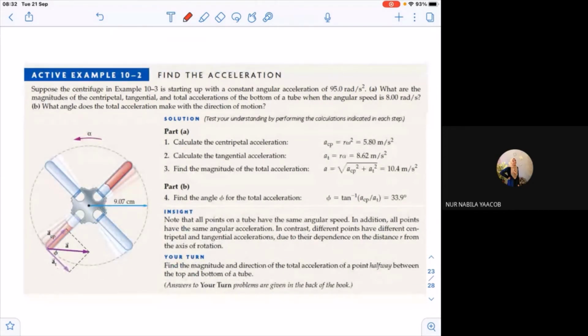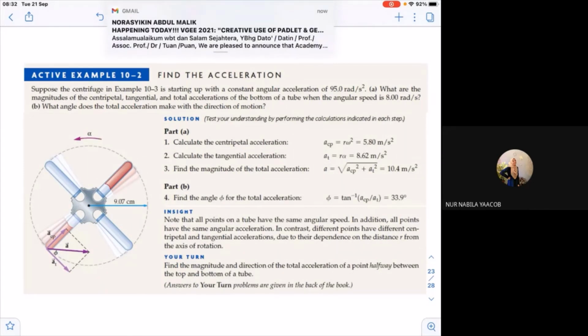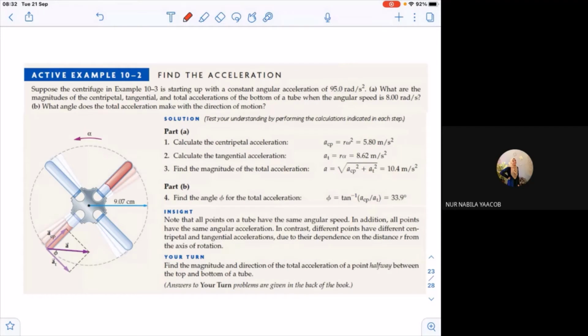Suppose the centrifuge in example 10.3 is starting with a constant angular acceleration. So this should be your alpha. What are the magnitudes of the centripetal, tangential, and total accelerations of the bottom of the tube when the angular speed is 8 radian per second? So this one should be omega. So you need first to calculate the omega, and you need to calculate the alpha based on omega.